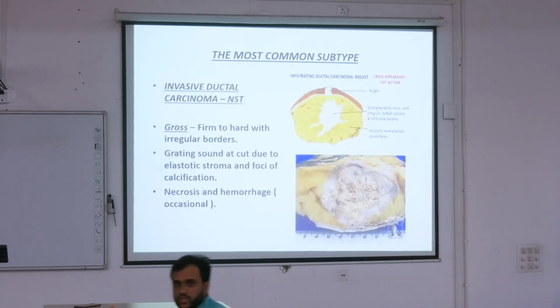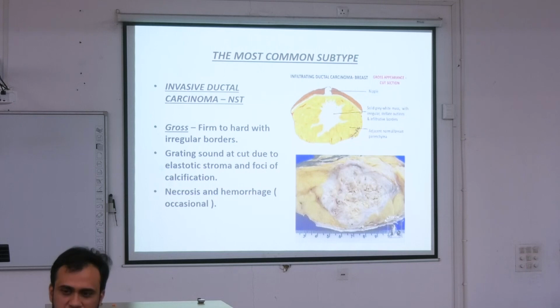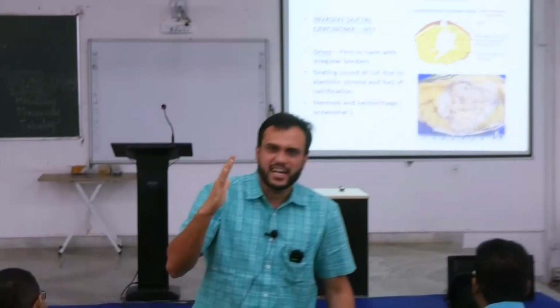so the most common tumor is NST, which I have just mentioned. The most common tumor is NST, no specific type, or NOS, not otherwise specified. Grossly they present as firm, and when you cut through it, it produces a grating sound. It produces a grating sound because of elastosis, or sometimes because of presence of calcifications in the breast. So they produce a grating sound when cut.